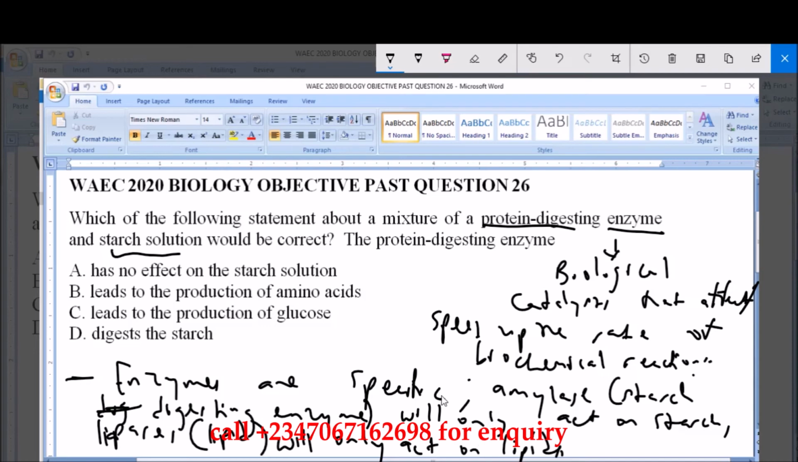digest that food class. So if a protein digesting enzyme is put together with a starch solution, the protein digesting enzyme will have no effect on the starch solution. So option A, has no effect on the starch solution, is the correct answer to this question.